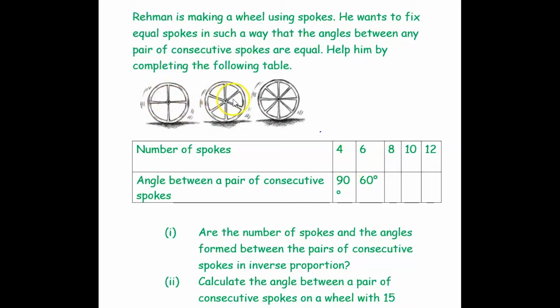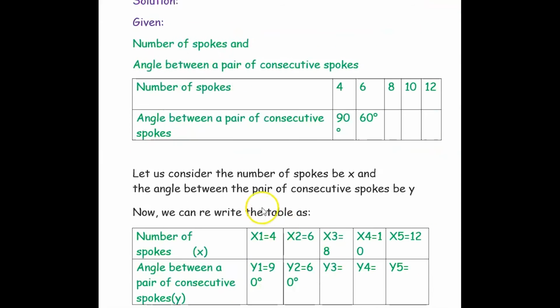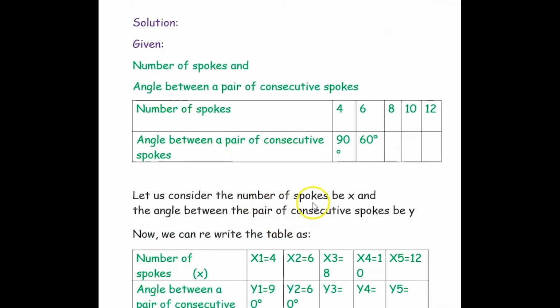Similarly, if the wheel has 6 spokes, then the angle between each spoke will be 60 degree. So we want to find the angle between a pair of consecutive spokes if the number of spokes is 8, 10 and 12. And also we have to answer a few questions based on that. Now let us solve one by one. So first we are writing the given table.